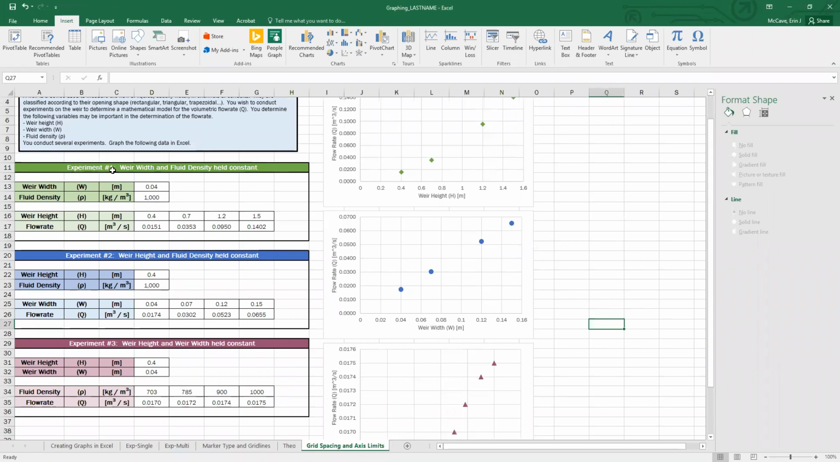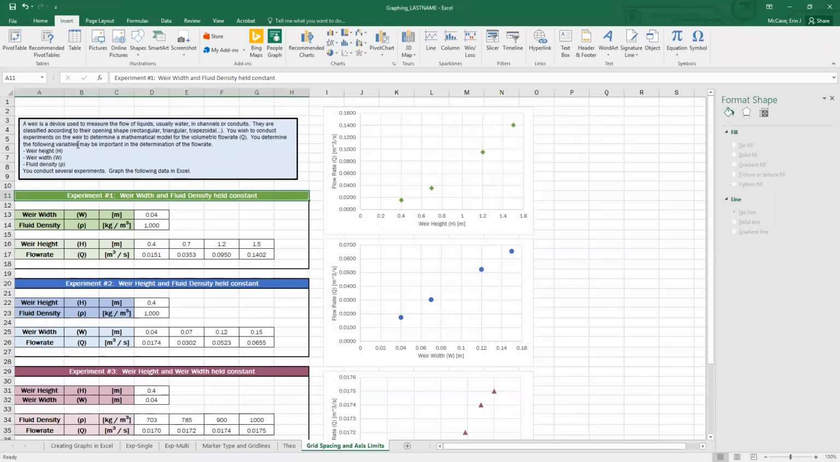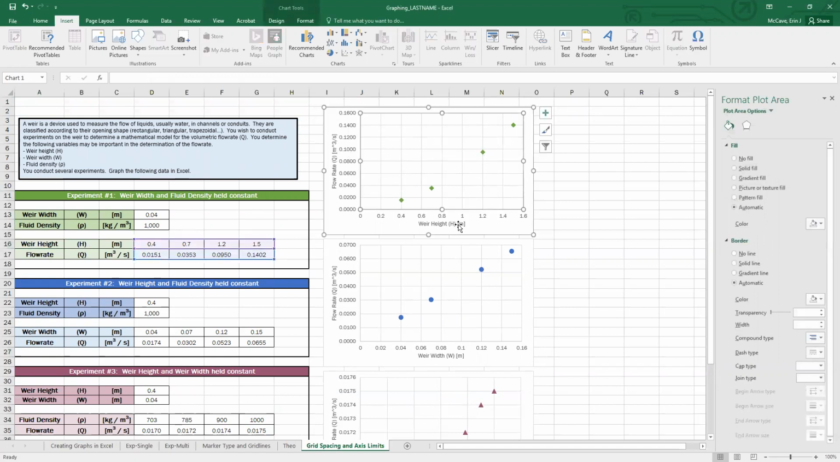experimental data series. For experiment 1, we compare weir width and fluid density. We are taking these 2 parameters, holding them constant, and then by the weir height, we are looking at the flow rate that occurs. We want to look at the trends that are happening with our data. So I've graphed this here in this first graph.